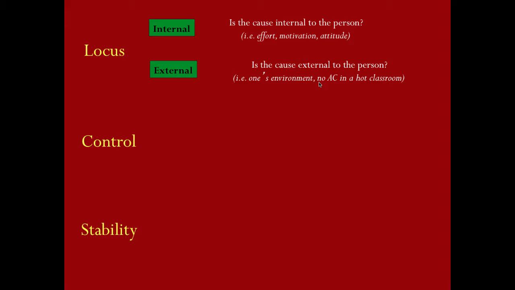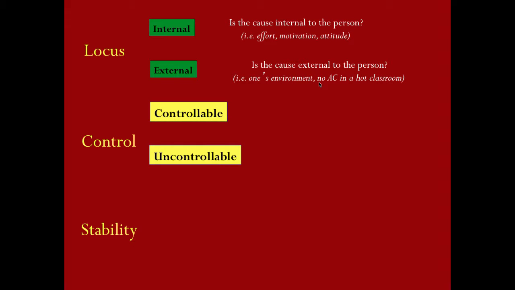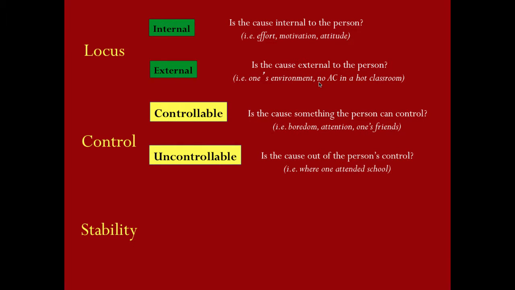When examining control, we attribute the causes of our successes and failures to something that is either controllable or uncontrollable. For example, if we see something as being controllable, this could be our attention, our friends, and even boredom, which a lot of times students think is uncontrollable, but which research says is really more controlled by the person than the environment. When things are uncontrollable, that may be something along the lines of where one attended high school, which may be deemed more by where you live, or the professor that's teaching a certain course that you have to take.